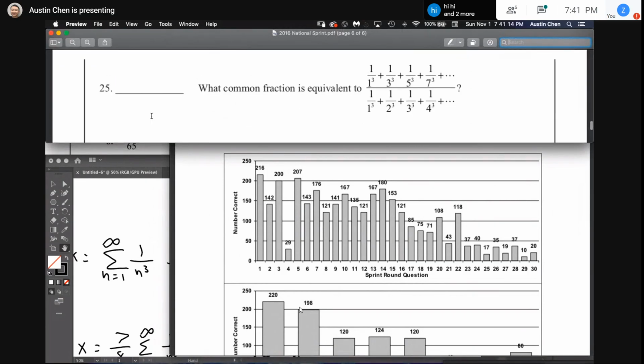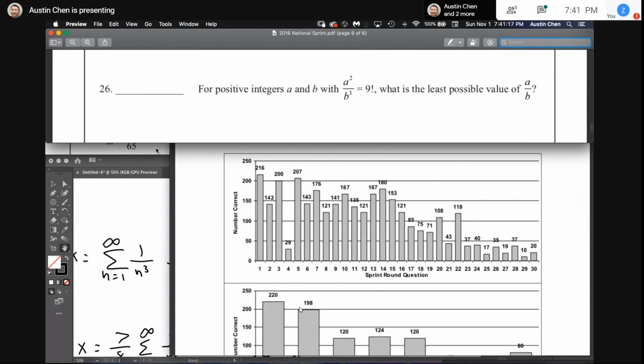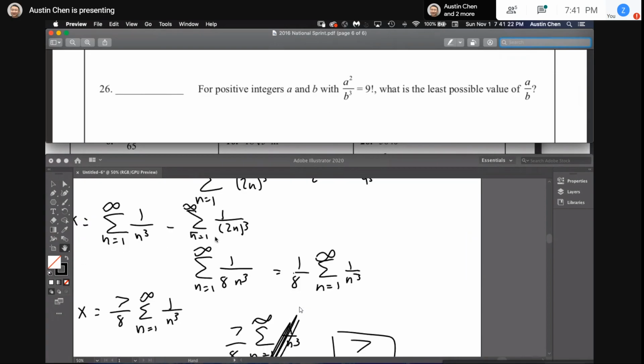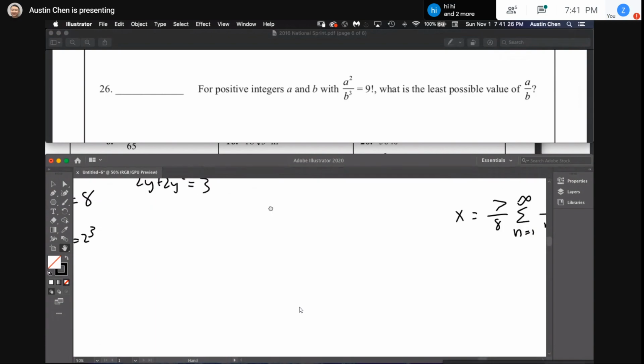All right, let's just move on. Number 26. For positive integers a and b with a squared over b cubed equals 9 factorial, what is the least possible value of a over b?